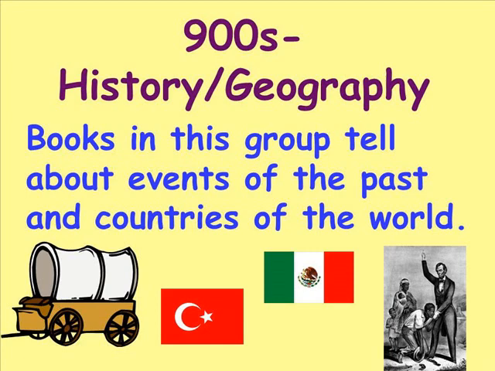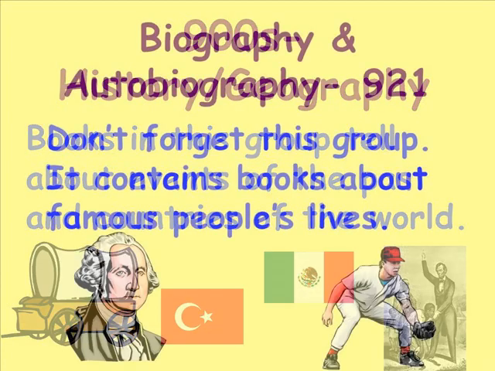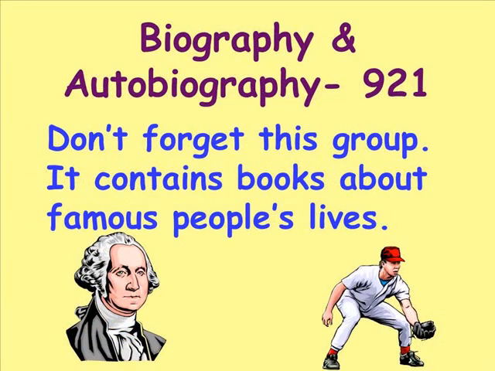The 900s is history and geography. Books in this group tell about events of the past and countries of the world. And the 900s are also biographies and autobiographies. They are in the 921s. Don't forget this group. It contains books about famous people's lives. A biography is when an author writes a story about someone else. An autobiography is when someone writes a story about their own life.